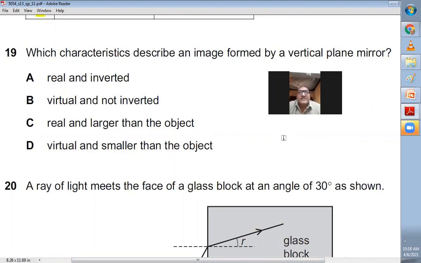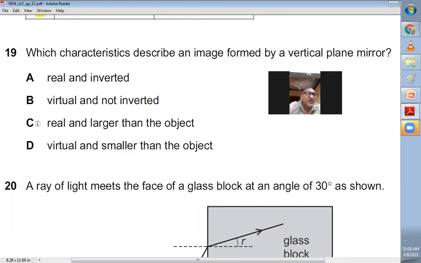Which characteristic describes an image formed by a vertical plane mirror? In the vertical plane mirror, the image formed is virtual. It is upright. Its size is the same as that of the object. Its distance from the mirror is equal to the distance of the object from the mirror.